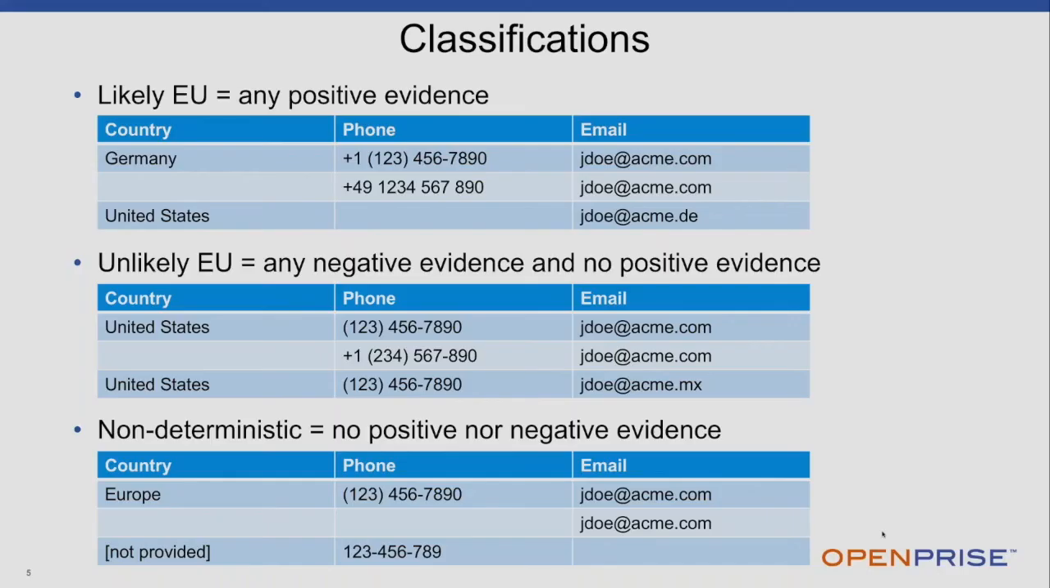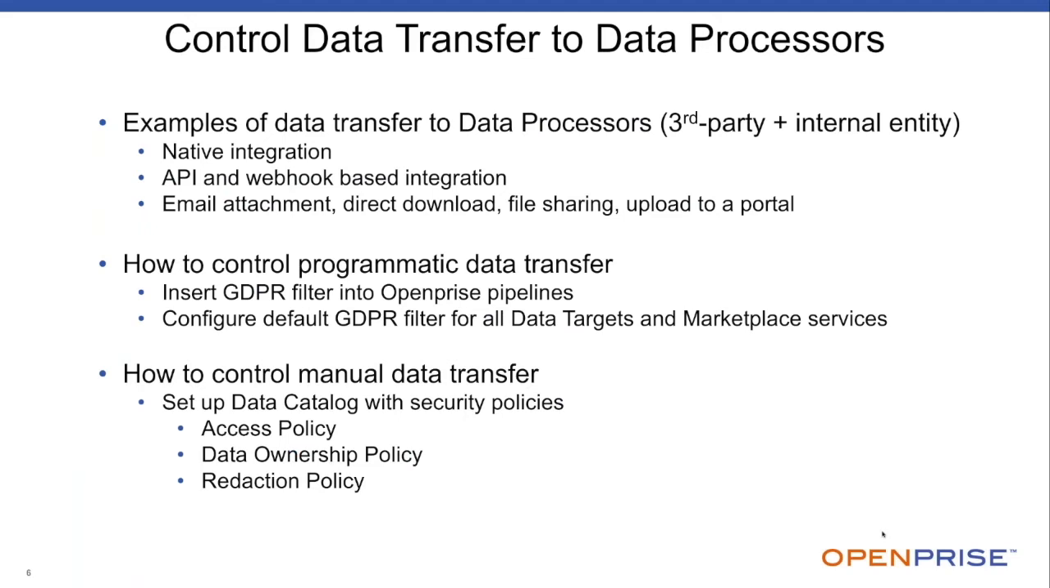which is data transfer. Once you have the data properly classified, you know which records are EU, which ones are not, which ones are indeterminate. The next thing you have to do is have the ability to control who can have access to that data. So you should have been getting your data processors, all your third parties that will touch your data, to sign a data processing agreement. If you have not done so, you really need to get it started.